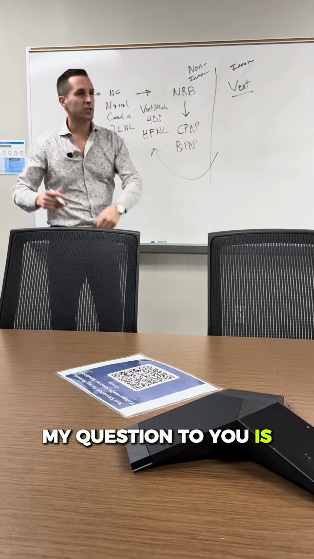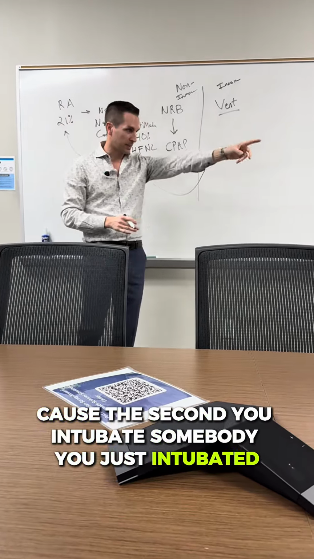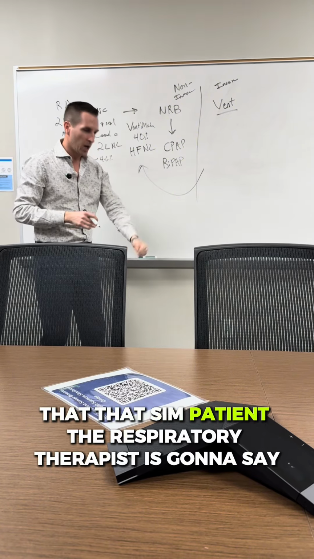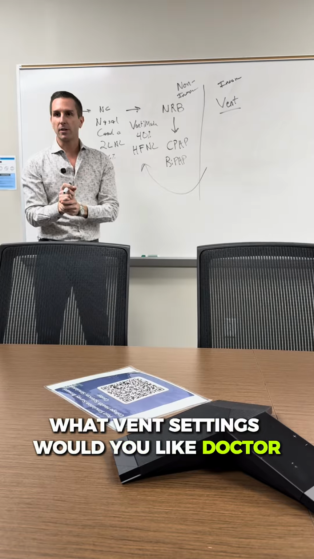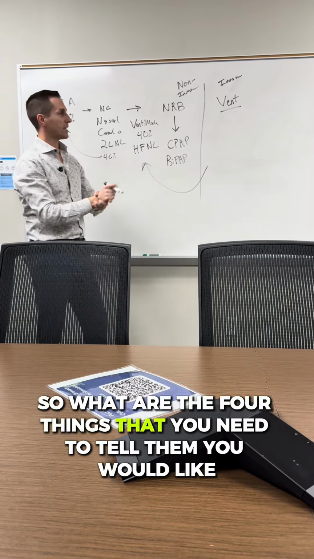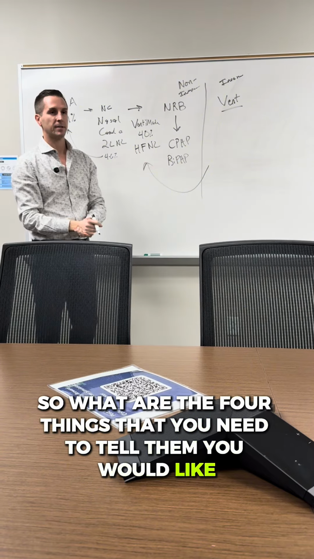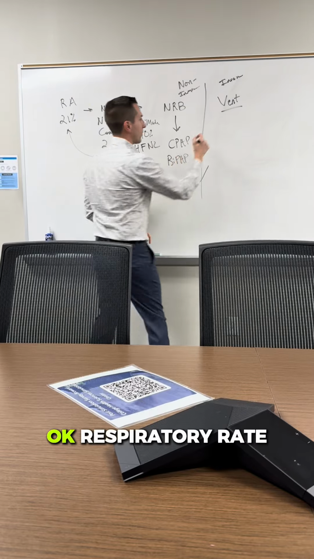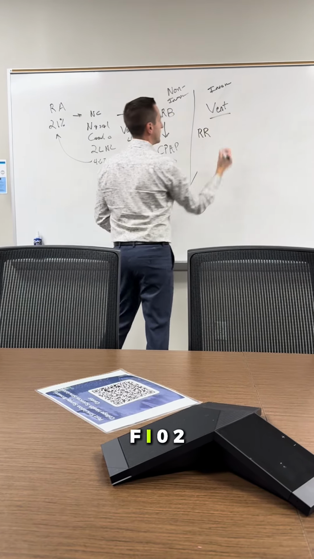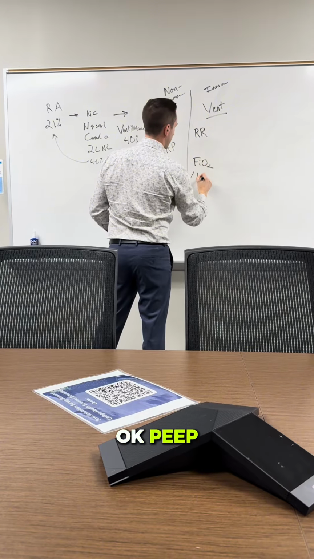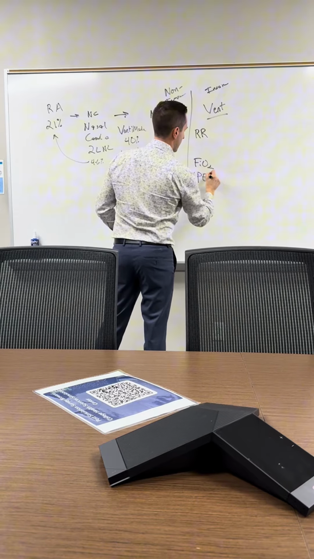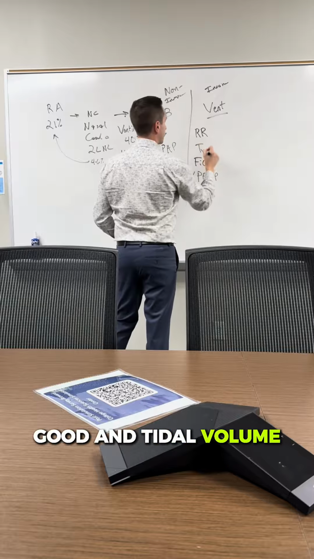My question to you is, because the second you intubate somebody, you just intubated that SIM patient, the respiratory therapist is going to say, what vent settings would you like, doctor? So what are the 4 things that you need to tell them you would like? Respiratory rate, FiO2, PEEP, and tidal volume.